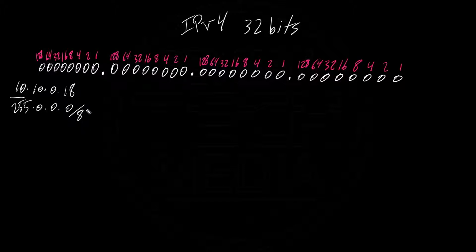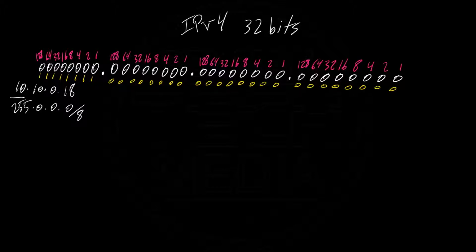This means 8 bits turned on. In the first octet here, we have 255, right? So let's go over the number of network bits. We have 1, 2, 3, 4, 5, 6, 7, 8, right? 255, 8 bits, and then the rest of the octets are all 0. So they're off. Let's write down all the host bits.